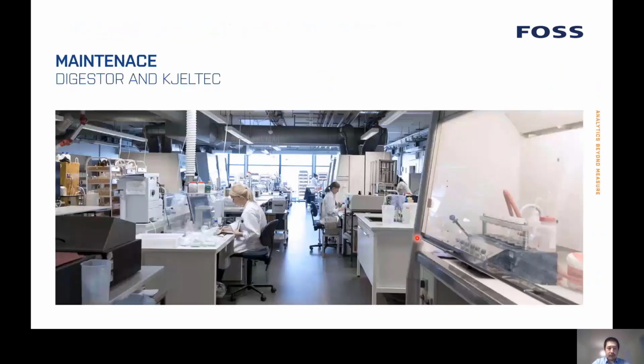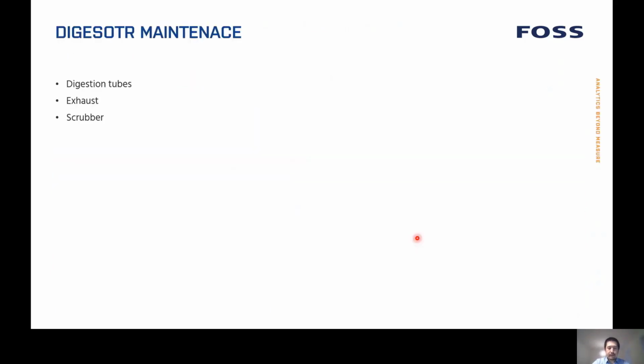And the next part is about the maintenance. I will start with the digester, then we go through the Kjeltec. The first is digester maintenance, and I will give you some videos which you can go through. The first will be the digester tubes, and then the exhaust, how to clean the exhaust, and the last thing is how to maintain the scrubber. I will start with the digestion tube.